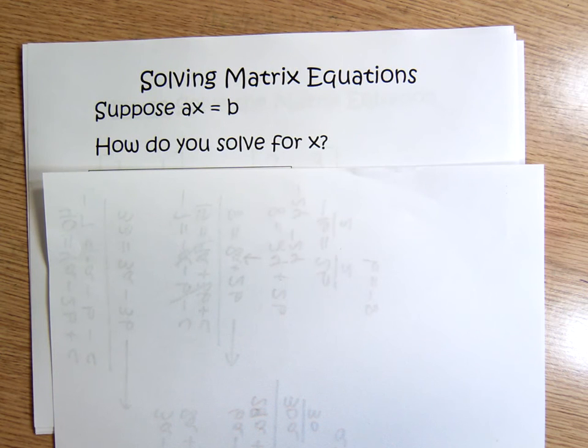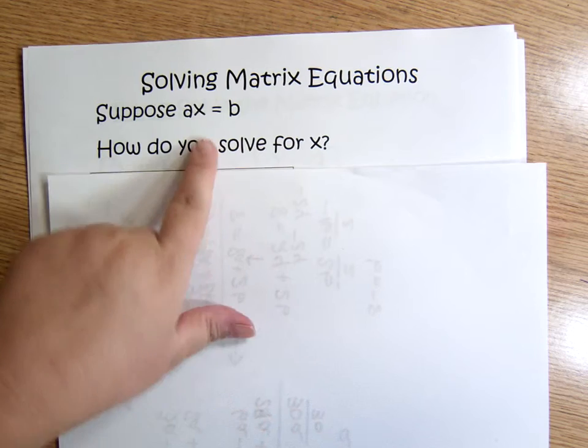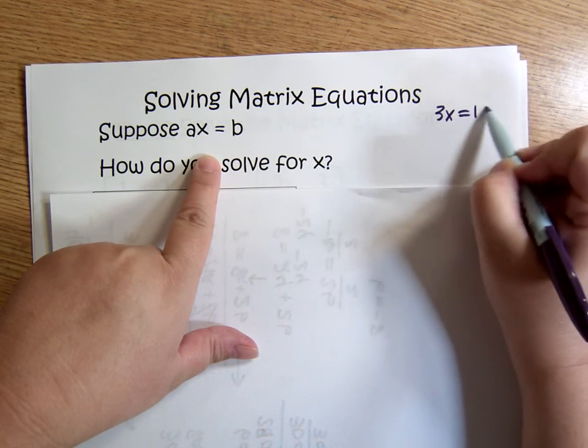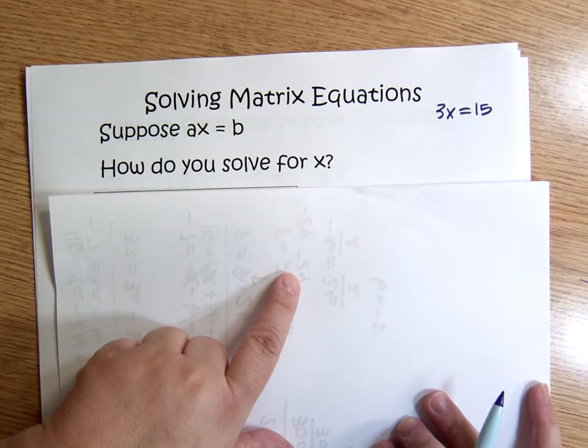Okay, so now that we know how to come up with a matrix inverse and we know what the identity matrix is, we can talk about solving a matrix equation. Suppose AX equals B. Let's suppose that we have, I don't know, 3x equals 15. Could be any little equation like that. How do you solve for x?